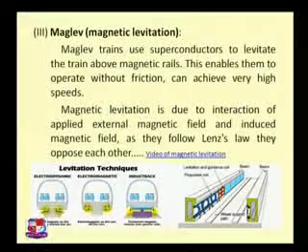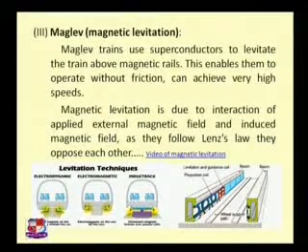In the same way, on a track we have magnets available, and they create a strong magnetic field, and those magnetic fields repel each other, and due to that they create what we can say is a floating condition, that is levitation.